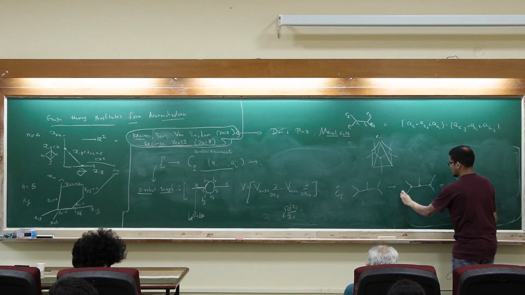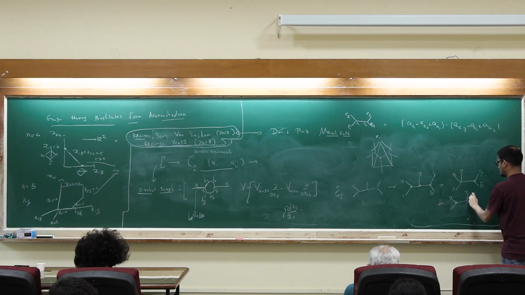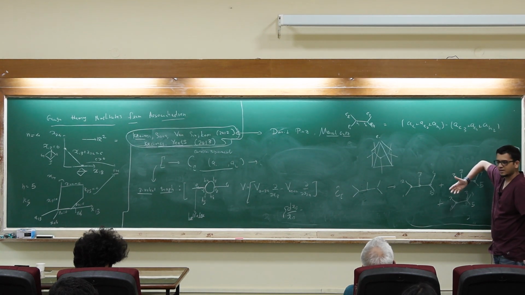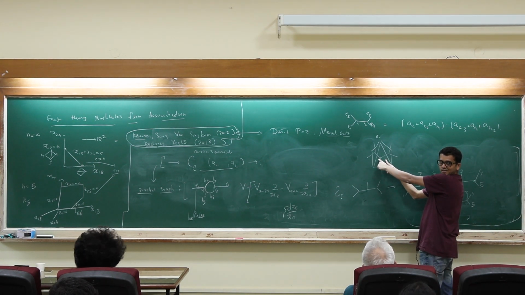So, just for definiteness, let me label this. And of course, if you fix the ordering, then this sum is really the tree-level gluon vertex. But notice each of these is dual to a triangulation.